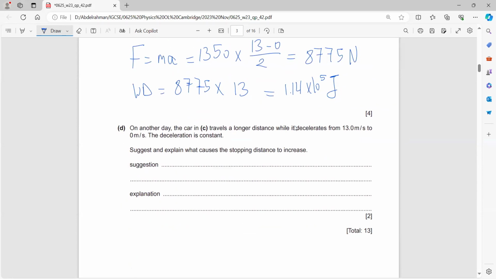On another day, the car travels a longer distance while it decelerates from 13 to 0. The deceleration is constant. Suggest and explain what causes the stopping distance to increase. What could increase the stopping distance? What is one logical reason why the stopping distance increased?